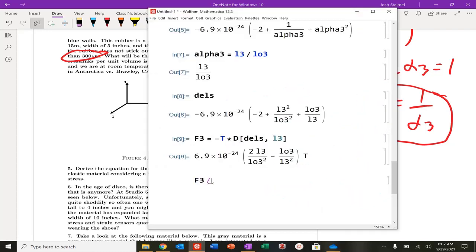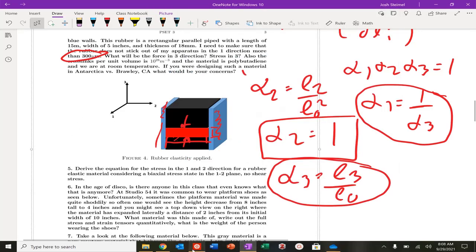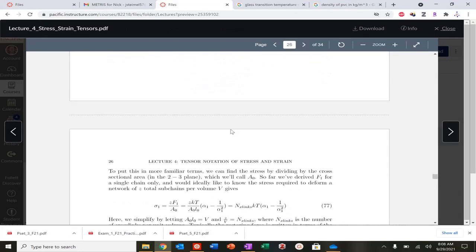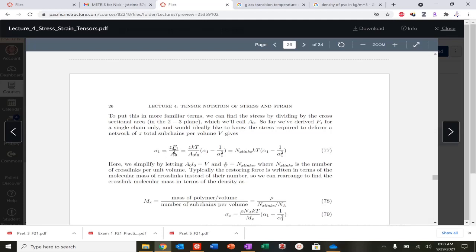So I could look at F3, my force in the 3 direction. If I look at per chain now, I can plug in these values, because I can figure out what that length is going to be based on all those other values. But let's keep it general, because we're not really interested in the force per chain, we're looking at the total force. So the total force in that direction, actually the stress, is going to be F3 times the number of these subchains. And the number of the subchains can be related, so we need to actually divide.